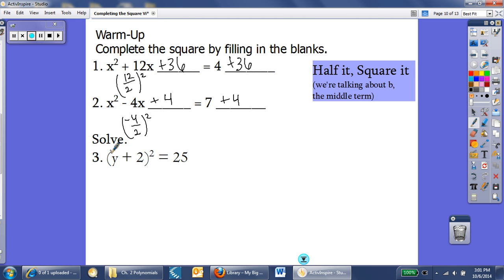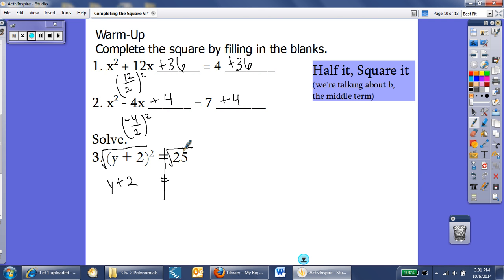Now looking at number 3, this one says to solve. So this is where we left off our work yesterday. I'm going to put this line down the equal sign to separate the sides here. And I want the y by itself. Right now this squared part up here is bothering it. In order to undo the squared, I take the square root of both sides. The square root of a squared term is just y plus 2.